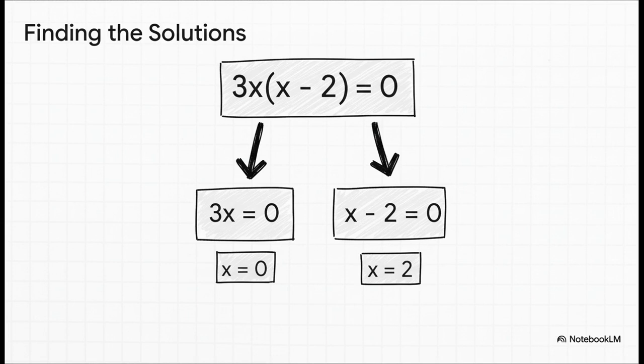Now think about it. If you're multiplying two things together and the answer is 0, one of those things has to be 0, right? So either the first part, 3x equals 0, which means x must be 0, or the second part, x minus 2 equals 0, which means x must be 2. And there you have it. Those are the two x locations of our peak and our valley.